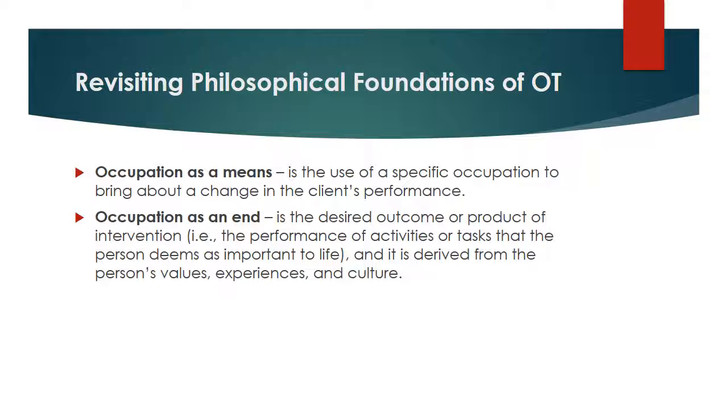What do we mean when we say occupation as means and end? Occupation as a means, as a review, is the use of a specific occupation to bring about a change in the client's performance. Occupation as an end is the desired outcome or product of intervention. In other words, the performance of activities or tasks that the person deems as important to life, and it is derived from the person's values, experiences, and culture.